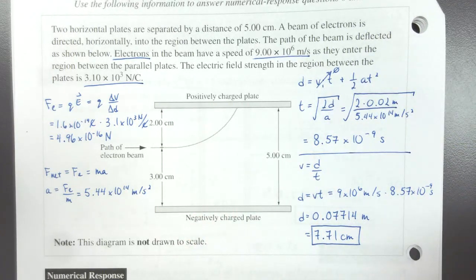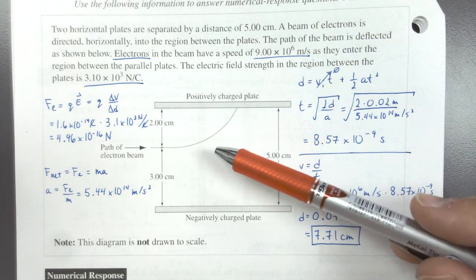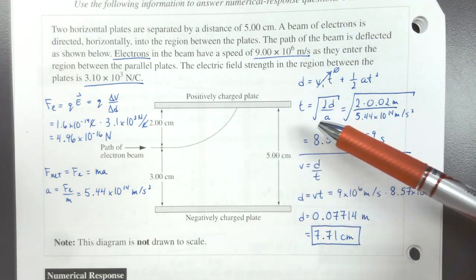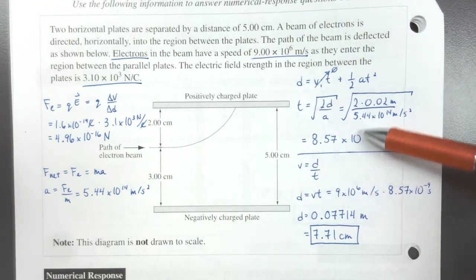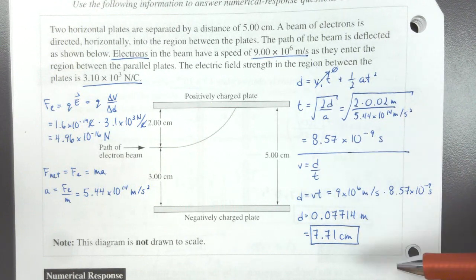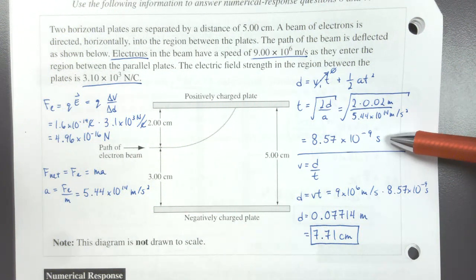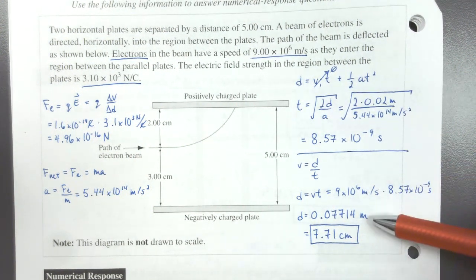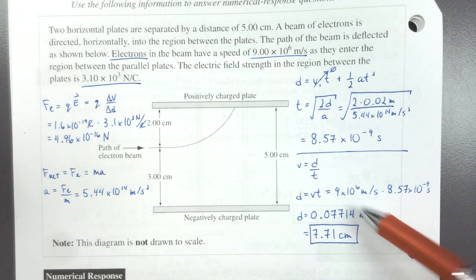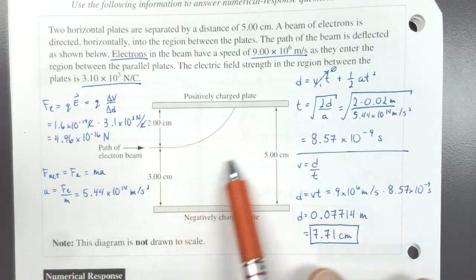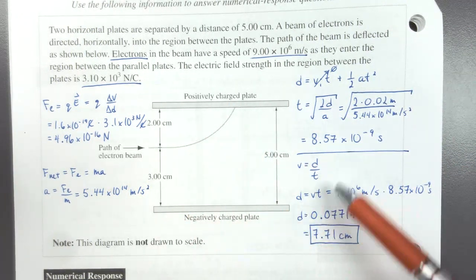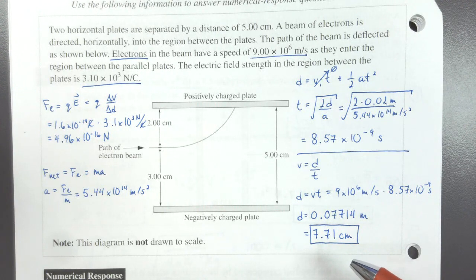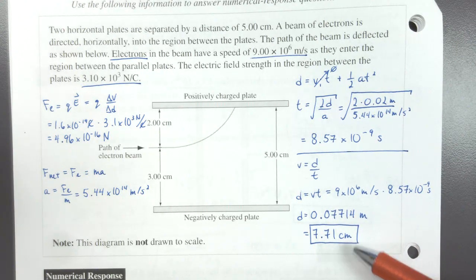What we should remember from projectile motion is that the one thing that is the same horizontally or vertically is time. It's the same object, it leaves at the same time, it hits the ground at the same time. So I find the time it's in the air, which is a ridiculously small amount of time. And then looking at the horizontal, this is all uniform motion here. So I can use V equals D over T. I do that and I get my 7.71 centimeters.